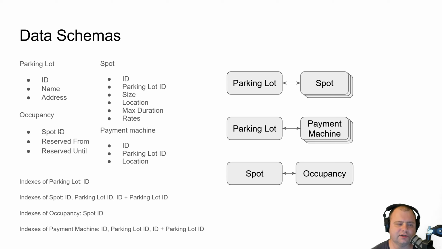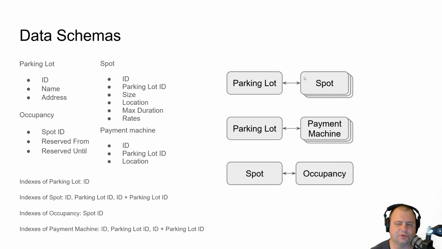If you have, for example, tracking by license plate, you would instead have an abstraction of a car, which would probably have just a license plate number, or vehicle in general, and then also reserved from, reserved until for a given vehicle or license plate. And then there is a payment machine. There's an ID, parking lot ID, and also the location within this parking lot.